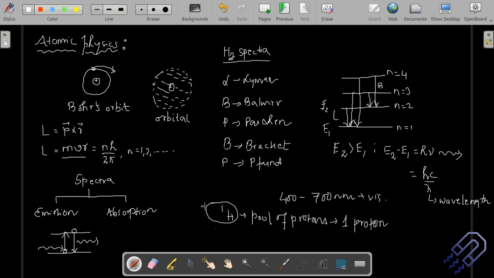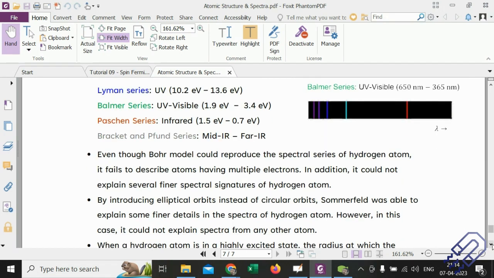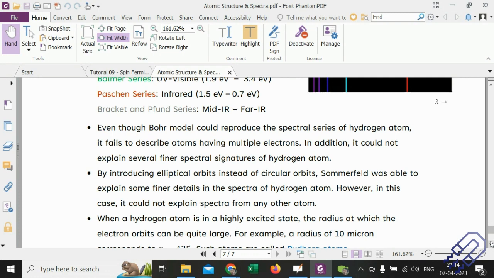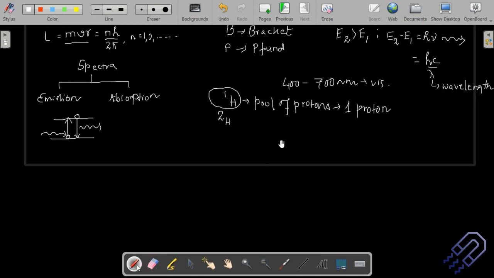What about heavier atoms? Even if you consider something like deuterium, which has a proton and a neutron, this spectra was very difficult to explain using Bohr's idea. If you go to heavier atoms, it becomes more and more difficult. That is the main drawback of Bohr's model, and it could not explain the fine spectral lines of the hydrogen atom and so on. This history is very important, and that's why we are looking into it. So Bohr could not explain certain things, and then the question came up of what should be studied next if we want to understand atomic structure.